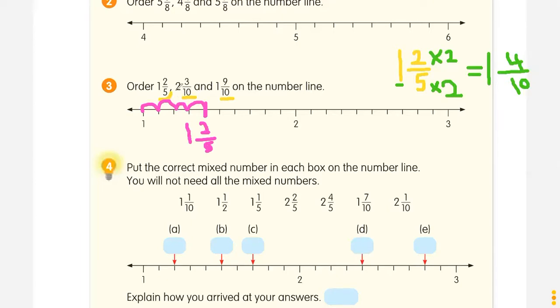Now, regarding 2 and 3 over 10. 2 and 3 over 10, of course, it's after 2. 3 over 10 means 3 jumps. 1, 2, 3. So it's going to be here. Sorry, the 2. Let me write it down properly. A big 2. Now, the last one is 9 over 10. 9 over 10 is the last one before the 2. So, 9 over 10.